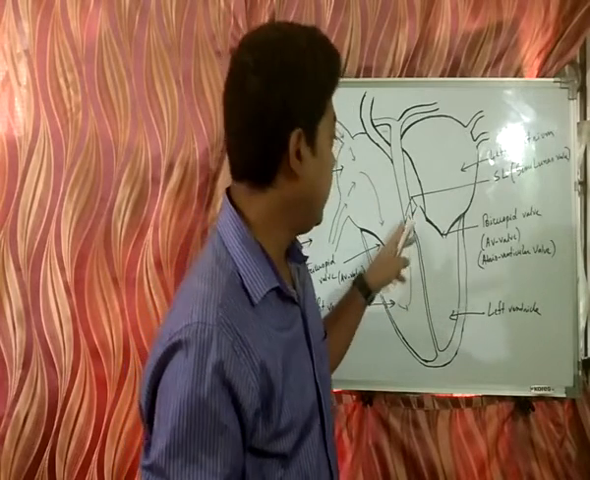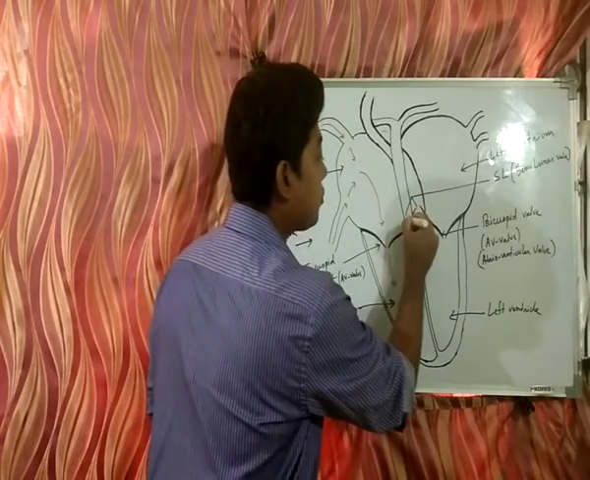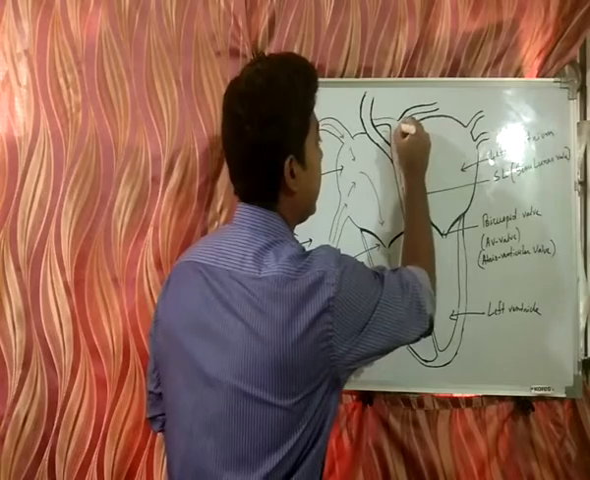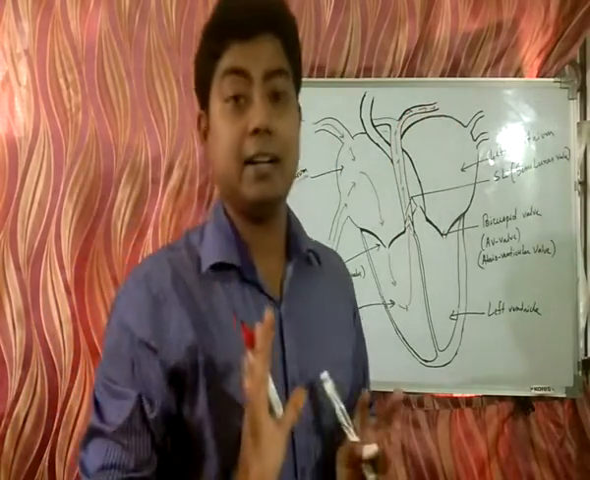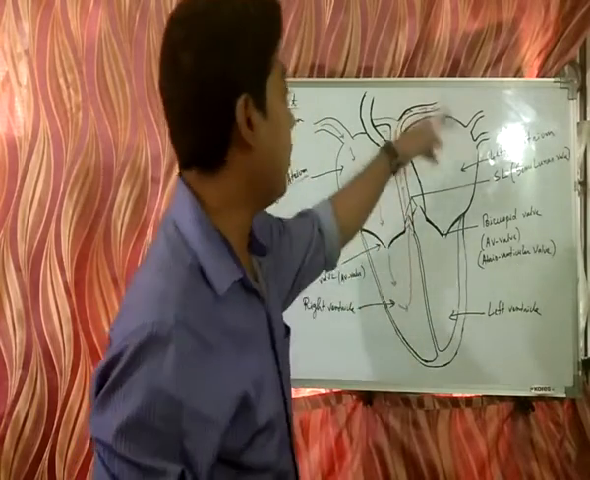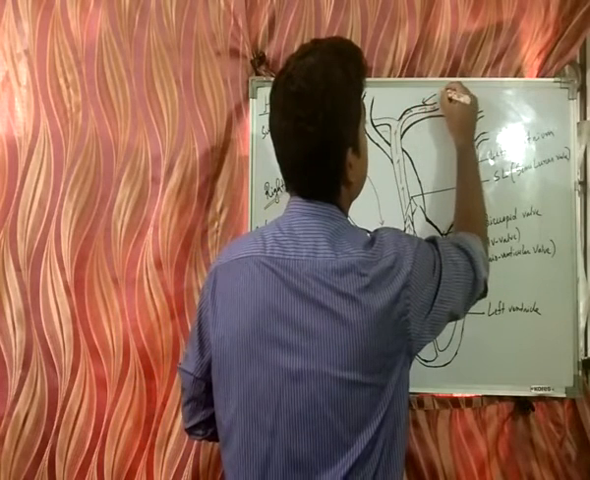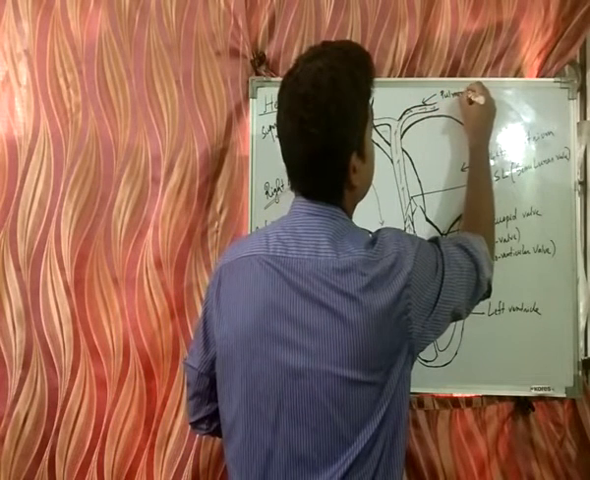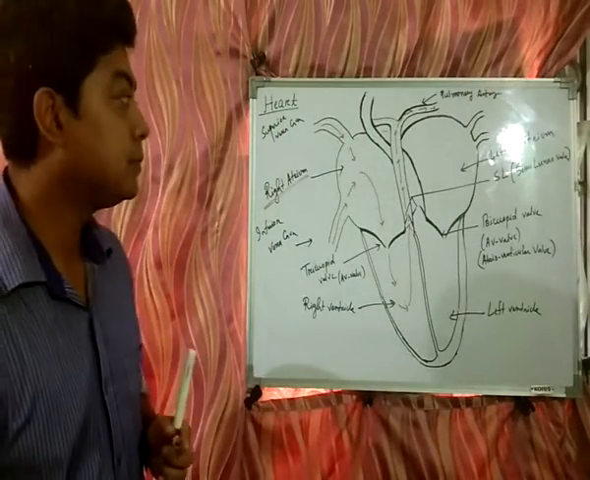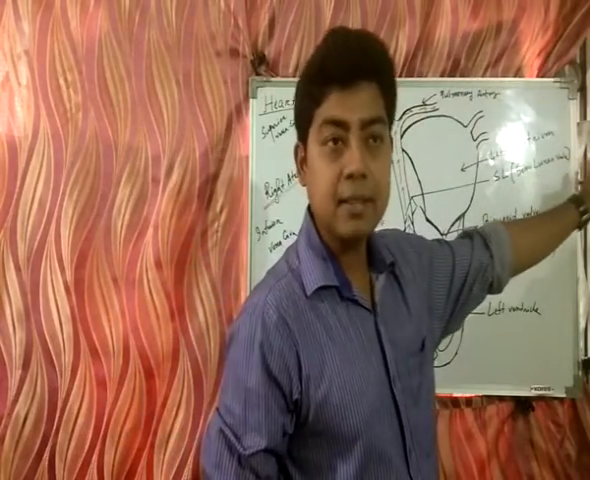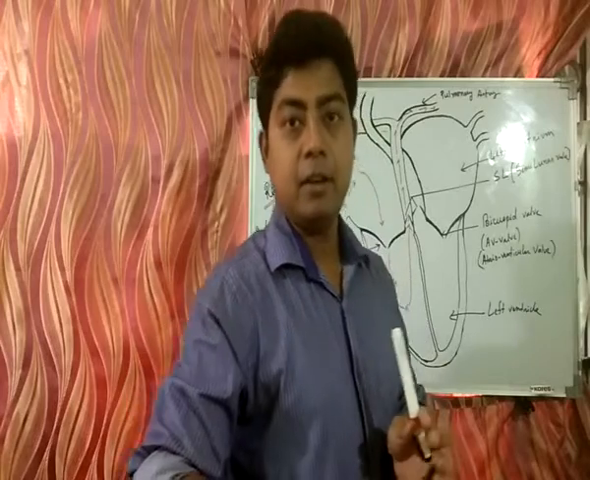These now carry deoxygenated blood, moving through this valve to the lungs. This is carried by the pulmonary artery. This is carried to the lungs. Why the lungs? Because in the lungs exchange will occur. It will release carbon dioxide and in return take oxygen.